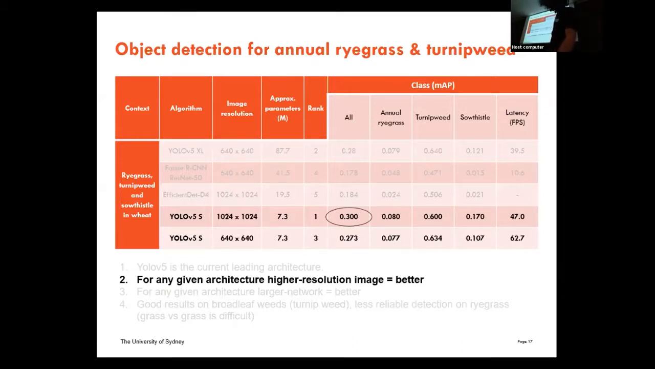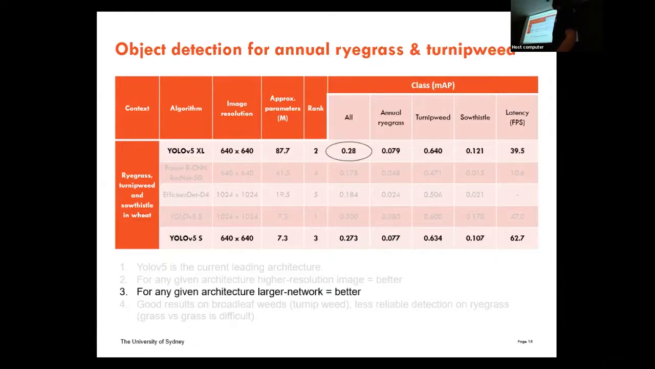And I should also add on top of that, again, because we're using this very large network, 90 million parameters, we're only reaching about 40 frames a second, whereas if we use a smaller network with high resolution images, still slower than the small network with smaller images, but it's faster than the large network with small images. It's a bit wordy.